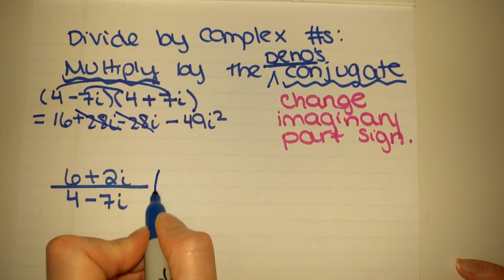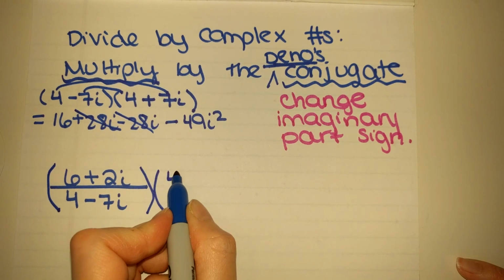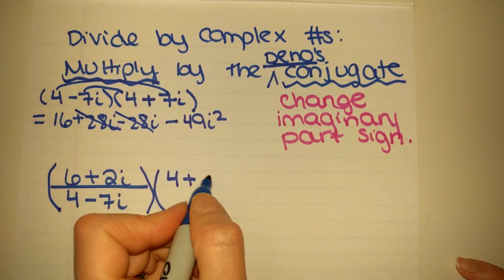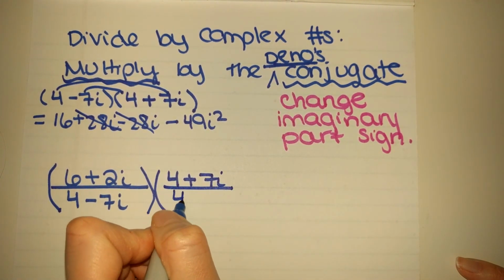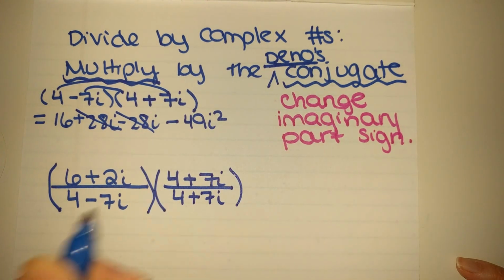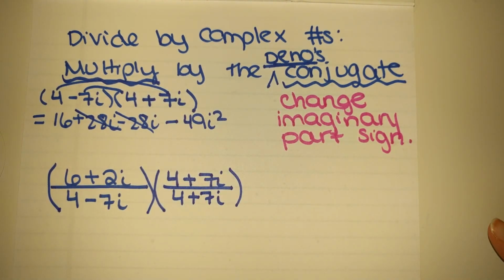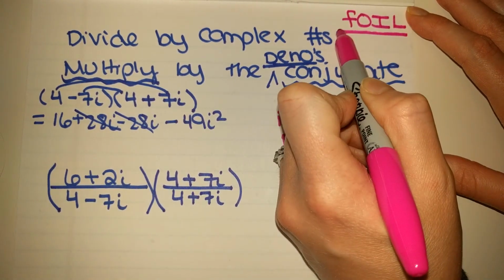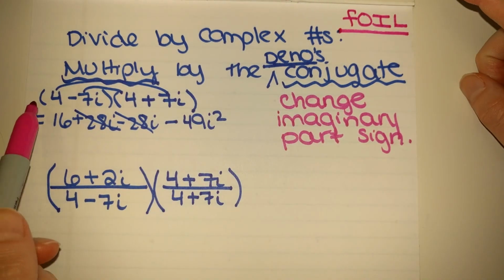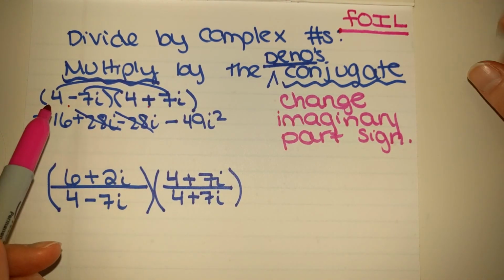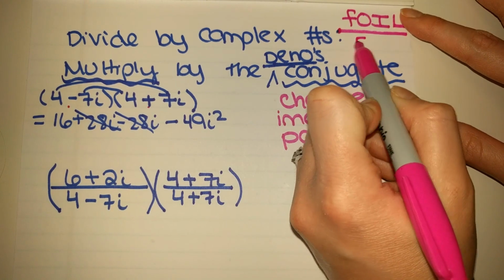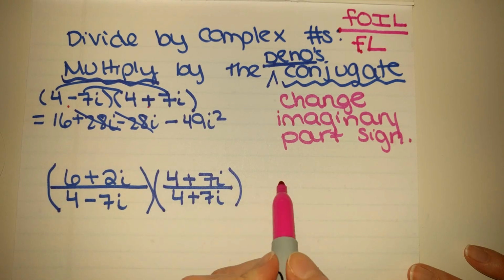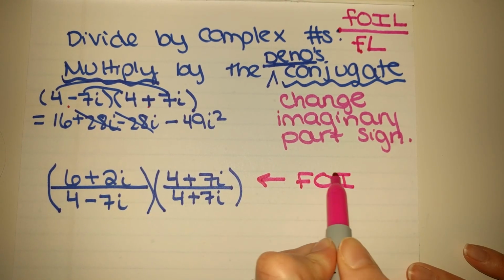So what will happen here when I multiply this fraction by the conjugate, and it's the conjugate of the denominator, so I change the negative to a positive 7i over a positive 4 plus 7i. Now, anytime we divide by a complex number, we multiply by the conjugate. We're going to have to FOIL out the whole numerator, but as we just talked about over here, because this is a conjugate times a conjugate, the outer and the inner cancel, so it becomes a shortcut step. It's just the first 2 and the last 2.